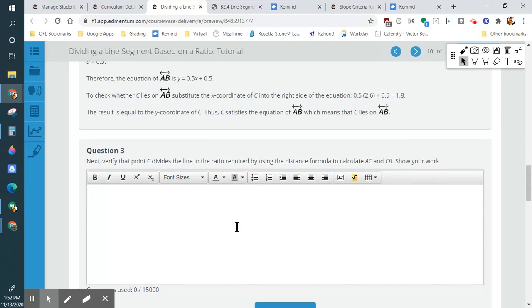Now verify that it divides it by using the distance formula. So we want to use the distance formula. If you don't remember the distance formula, I always say it's the Pythagorean theorem.